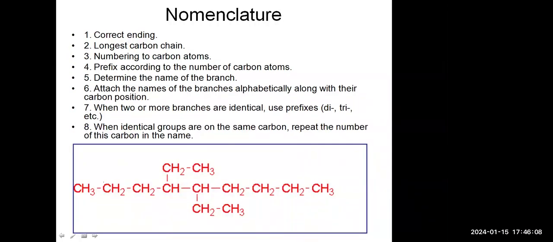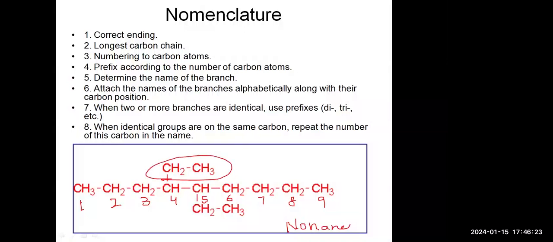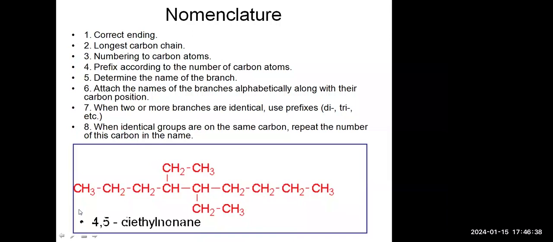Here this is 1, 2, 3, 4, 5, 6, 7, 8, 9. So this is nonane, and there are two branches over here. This is one branch, this is another. So this is diethyl. One branch is on 4, the other on 5. So this is 4,5 diethyl nonane. Right? So this was the nomenclature, how to name the compound.